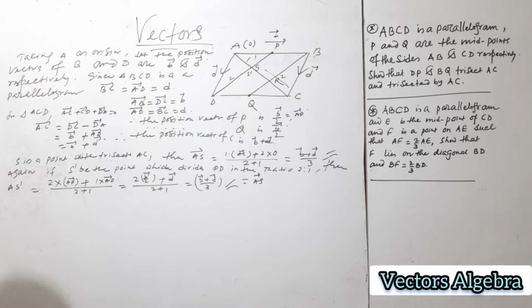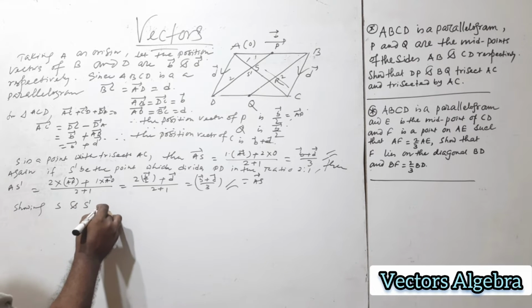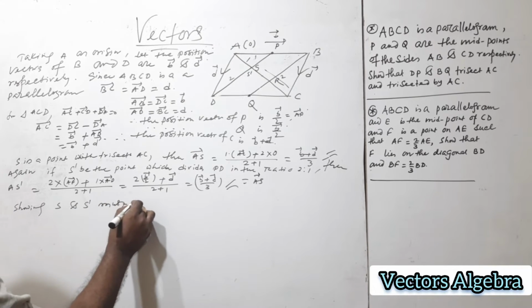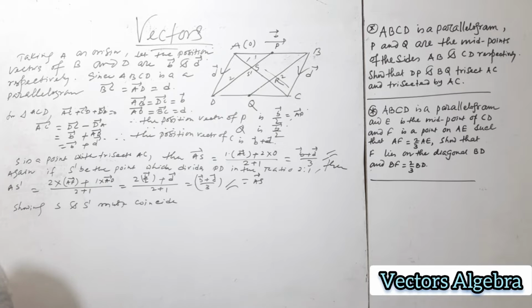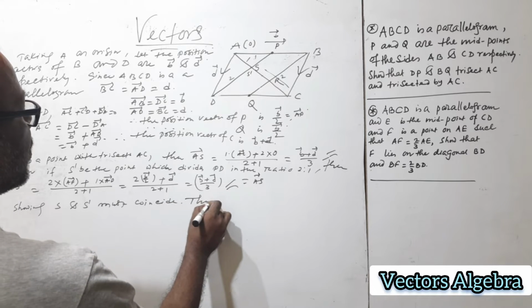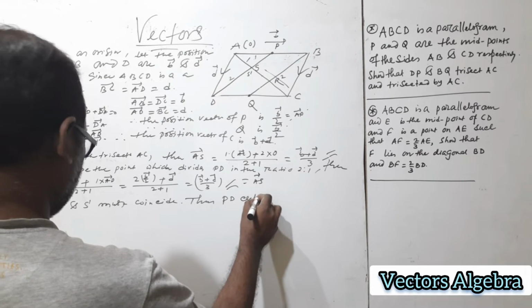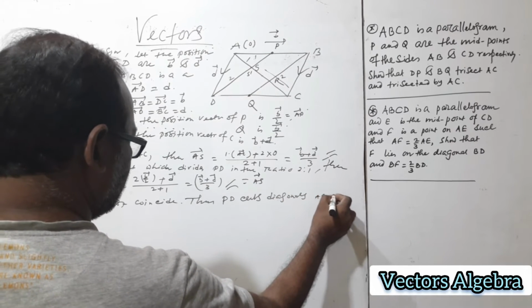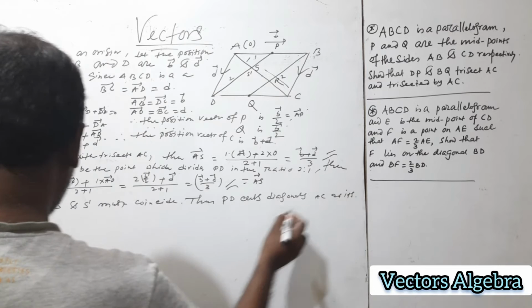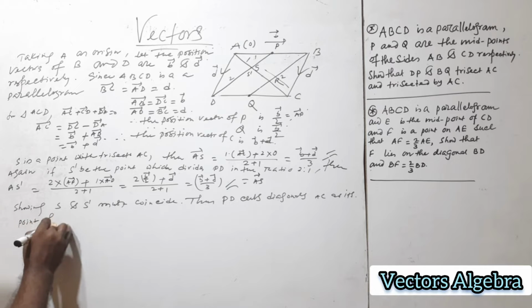Therefore, this shows that S and S dash must coincide. Thus PD cuts diagonal AC at its point of intersection.